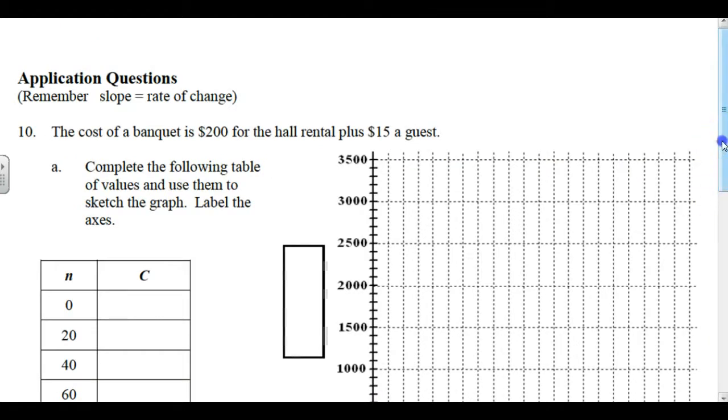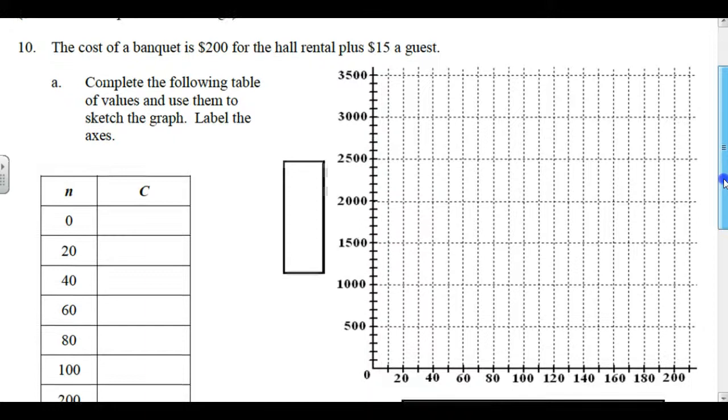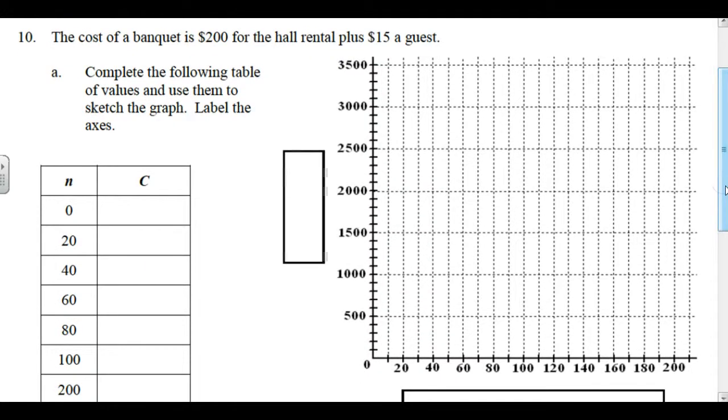Application questions. Remember, slope is the rate of change. Cost of a banquet is $200 for the hall rental plus $15 a guest. Complete the following table of values and use them to sketch the graph. Okay, we did these already, didn't we? Okay, 20 times 15 is 300 plus 200 will be 500. 600 plus 200 is 800. And 1400, 1700, and this is 3200.